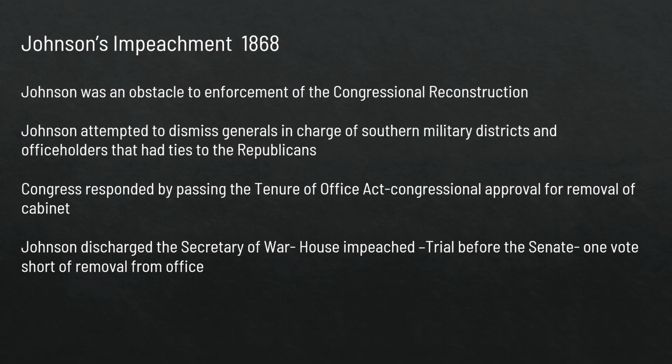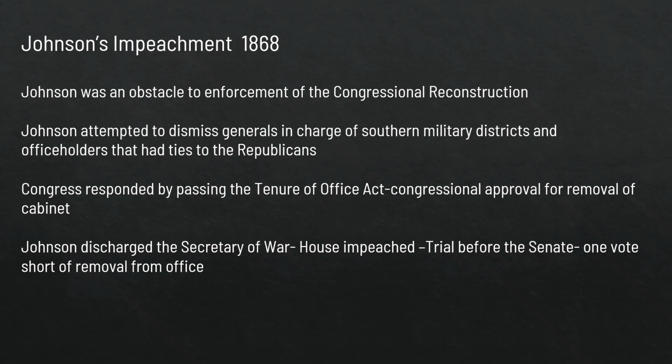So he attempts to dismiss military generals overseeing southern districts. He wants to remove Republican-aligned office holders. So he's undermining the enforcement of the new laws and the new protections that are given to formerly enslaved people.